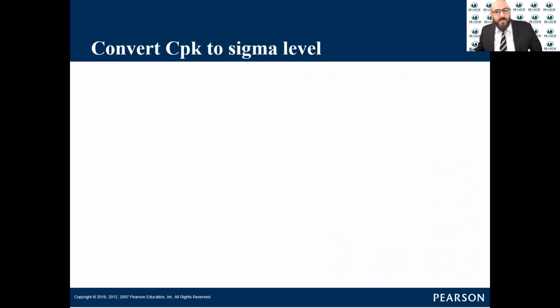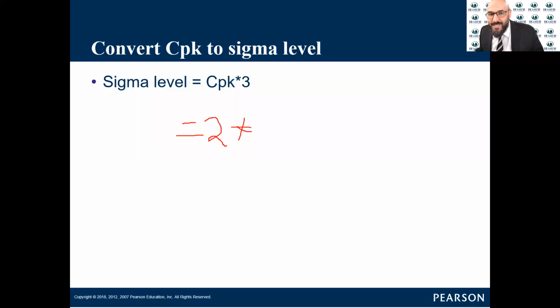The last thing that I want to conclude with is a way to calculate the sigma level based on the CPK, and you use this equation. Sigma level is equal to the CPK times 3. So your target should be a CPK of 2 in order to have a 6 sigma process, which is the ideal target for any company. They are looking to achieve the 6 sigma process, which means 3.4 defects per million opportunities.